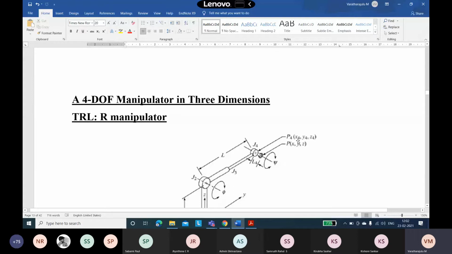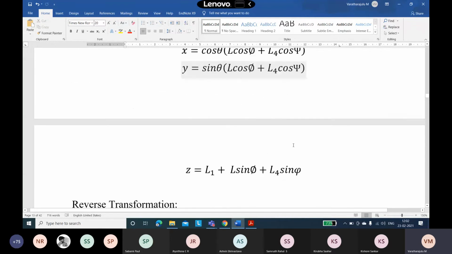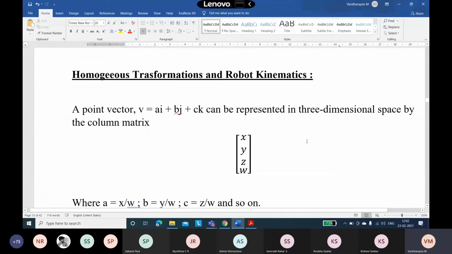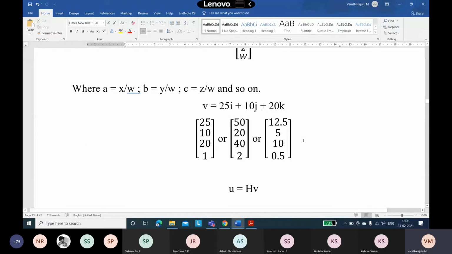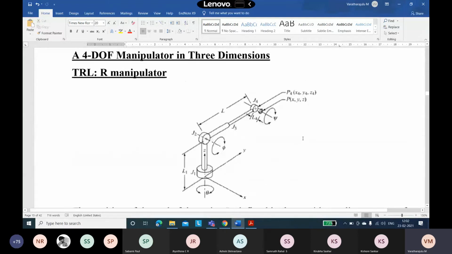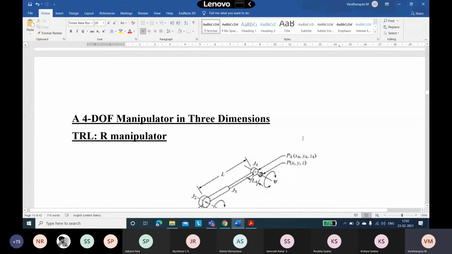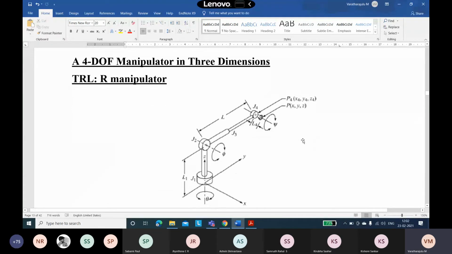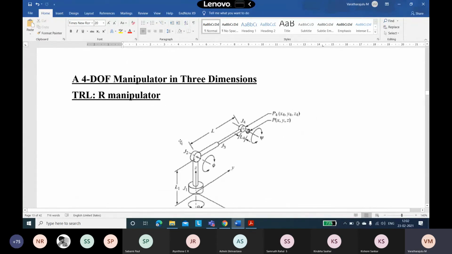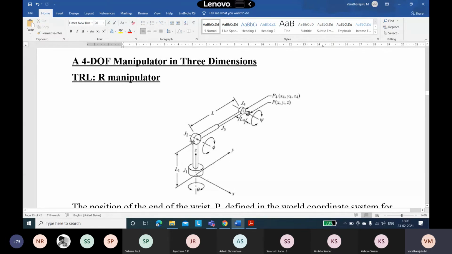In a single class, the derivations might be a little fatiguing. Slowly we will enter into the problems. Once we are comfortable with these problems, we will see the derivation of the 4 degrees of freedom manipulator in 3 dimensions. Anyway, please make a note. In tomorrow's class, we'll try to derive this system. For now, please make a note of this particular system: a 4 degrees of freedom manipulator in 3 dimensions.